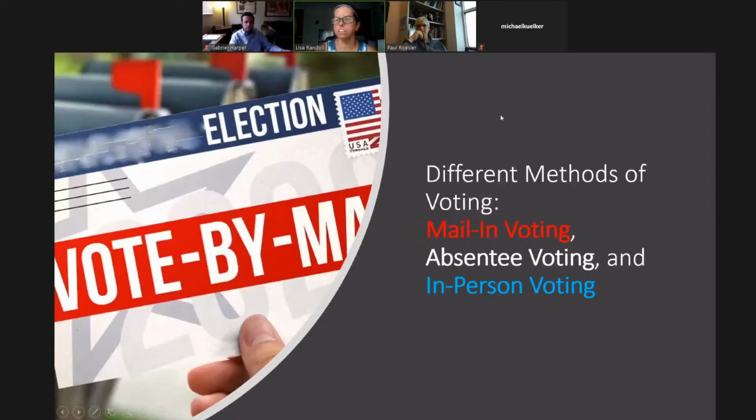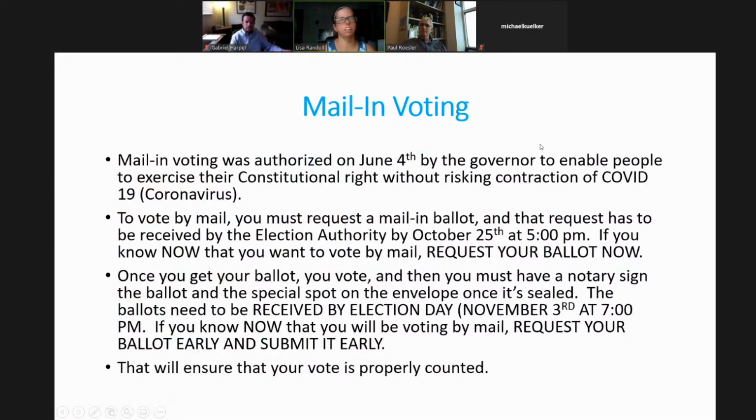Different methods of voting: mail-in voting, absentee voting, and in-person voting. Mail-in voting. I put this one first because this is the one most talked about in the news and probably the most unnecessarily controversial. Mail-in voting was authorized on June 4th by the governor to enable people in Missouri to exercise their constitutional right without unduly risking themselves to contraction of COVID-19 coronavirus. To vote by mail, you must request a mail-in ballot by October the 25th. If you know that you are going to do this, do it now. Do not wait until the last minute.